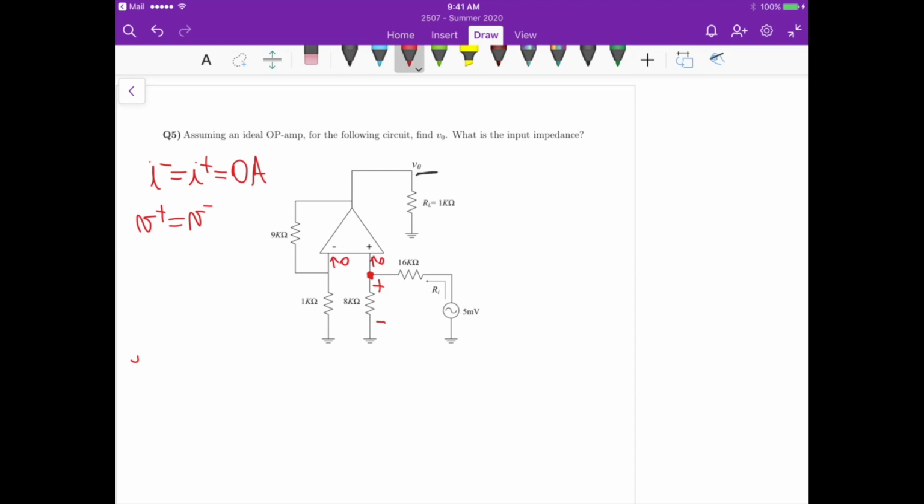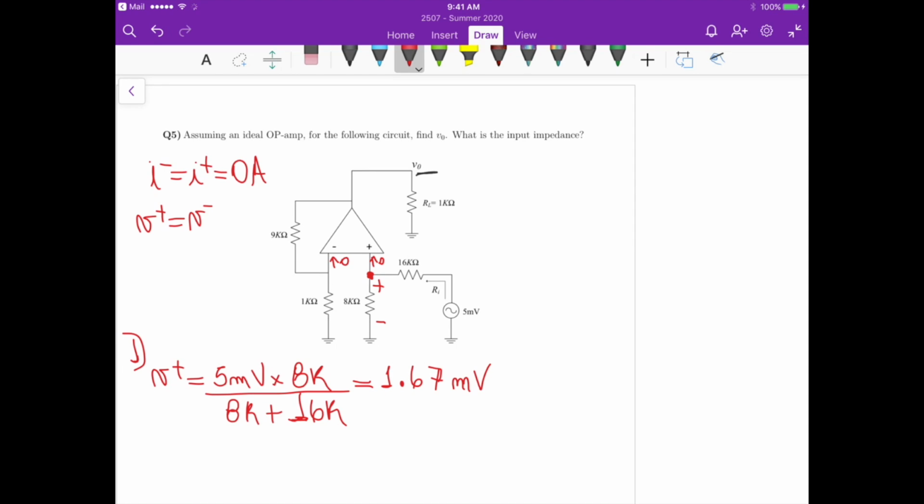So if we apply a voltage divider here, let's call it first step. We know that V plus is going to be equal to those 5 millivolts times the 8K divided by 8K plus the 16K. And this is equal to 1.67 millivolts, okay? So if we know V plus, we know V minus. So now we know the voltage at this node here. The voltage at this node here is the same, 1.67 millivolts, okay?